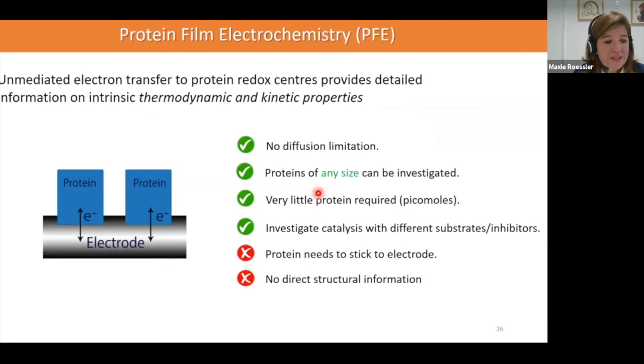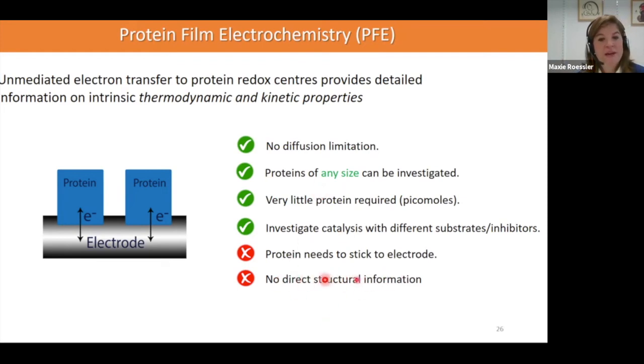So very briefly, I'd just like to introduce protein film electrochemistry, because I think not everyone is familiar with this. The concept of it is actually really simple. You just basically stick your protein or your redox active molecule onto the working electrode, and therefore you eliminate the problem of diffusion. And in principle, provided that you can attach the protein in the correct orientation, you have no limitations on size. Now, there are of course also some challenges associated.